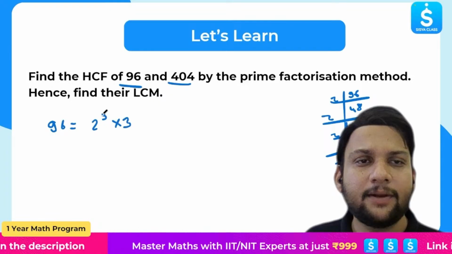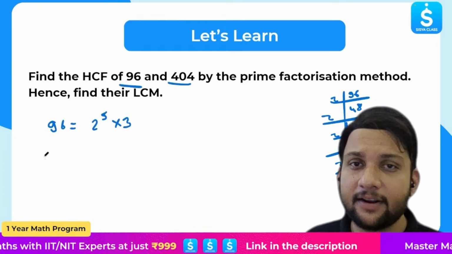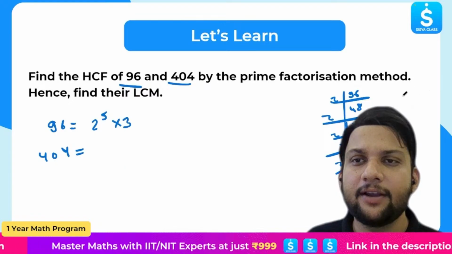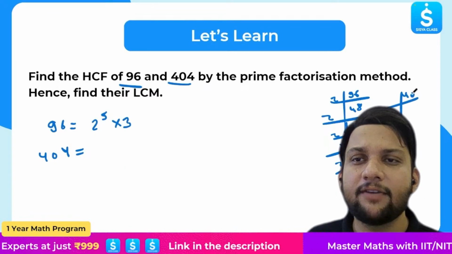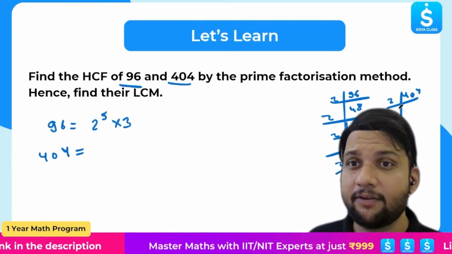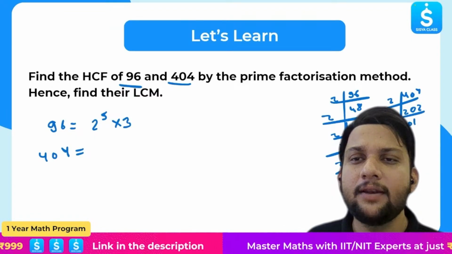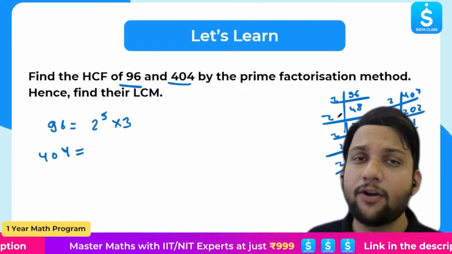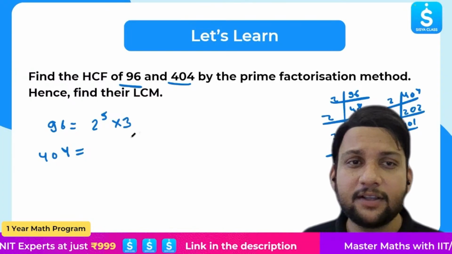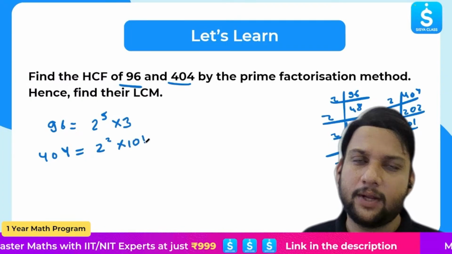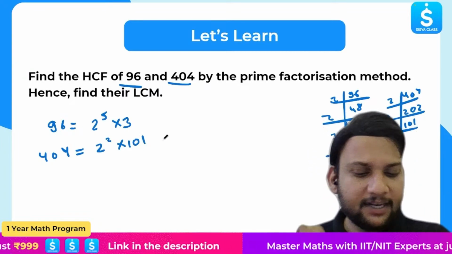Right. Similarly, I can prime factorize 404 also. How will I prime factorize 404? Okay, let me do it here. So 404, I will first divide by 2. First prime number is 2. Always you will divide with 2. 202. Then I will have 2. Then 101. So what I can write, 101 is a prime number. I cannot factorize it further. So it will become 2 square times 101. So first step first, is it clear?